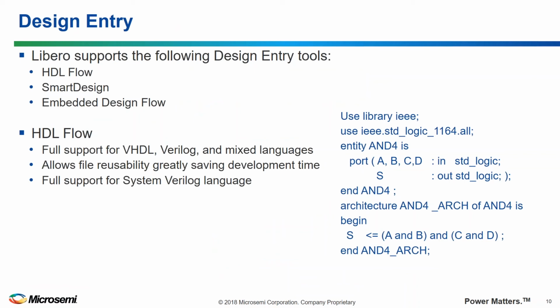So I mentioned we start with design entry. And with design entry, we support HDL flow, where you can just use the text editor to create your own HDL files, or you can import files that you've already created and used in other designs, so you can reuse IP. Or you can use our SmartDesign tool, which is a graphical tool to stitch blocks together. We also support an embedded design flow. So if you have a soft processor, you can stitch blocks together that you can get from our IP catalog to create a processor system very quickly.